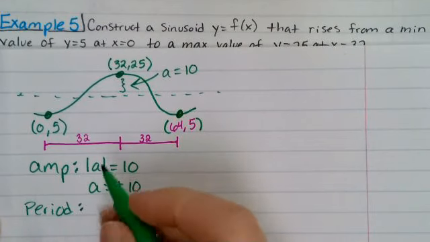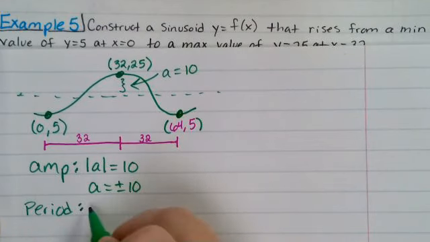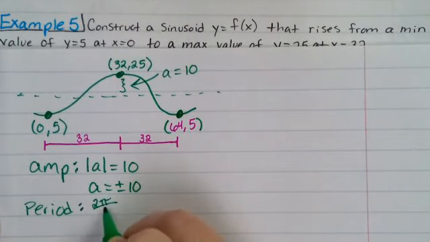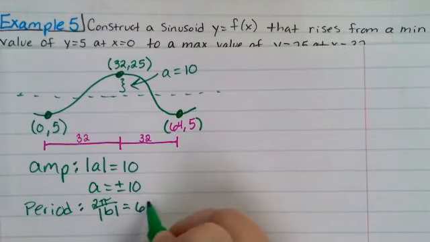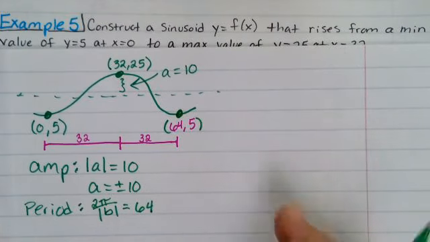And just like we had to solve for the b value last time, we know that 2 pi over b, or absolute value of b, is 64. And then you're able to figure out what the period is.